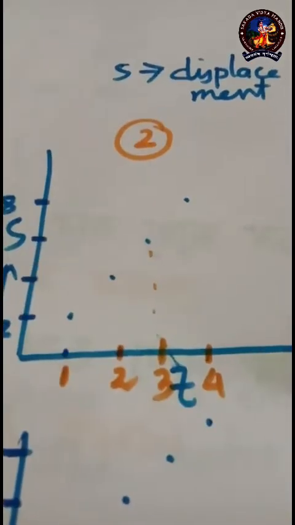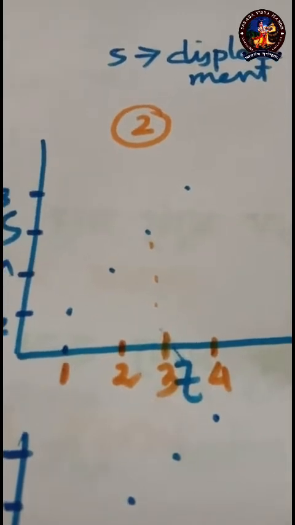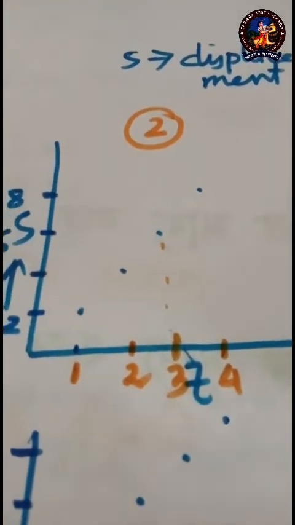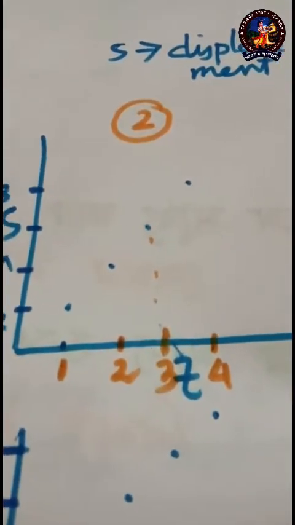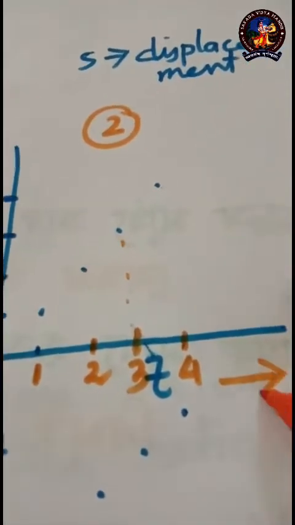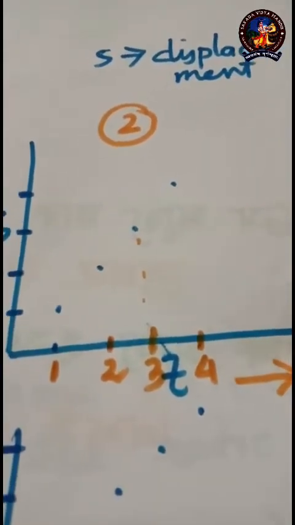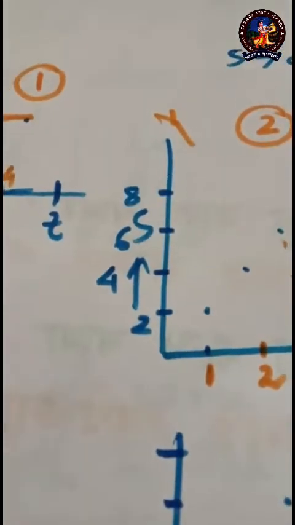Now it is the second graph. Here also we are plotting time versus displacement, and S is representing displacement. Time I will always be taking along the x-axis, that is, this is the x-axis, and time is taken along the x-axis, and along the y-axis we will be putting displacement.